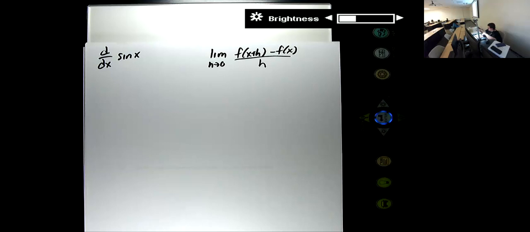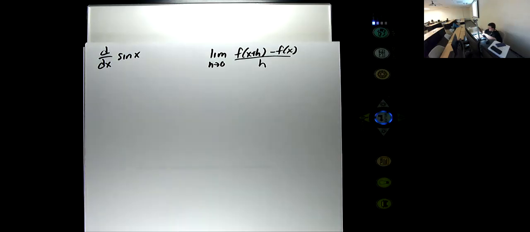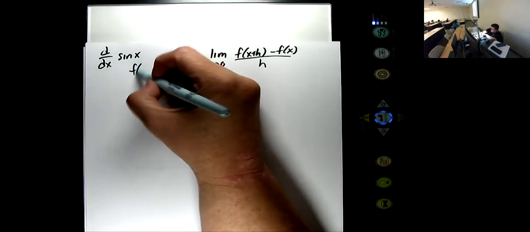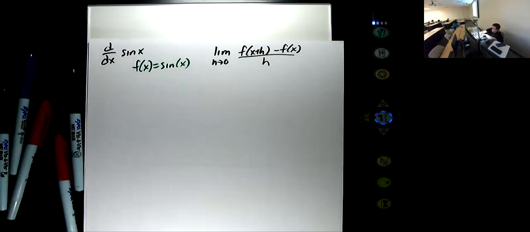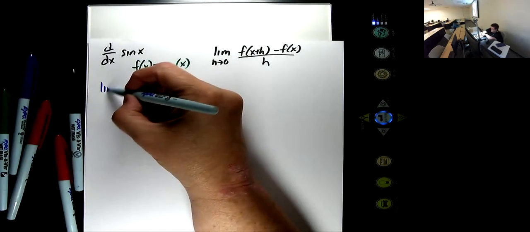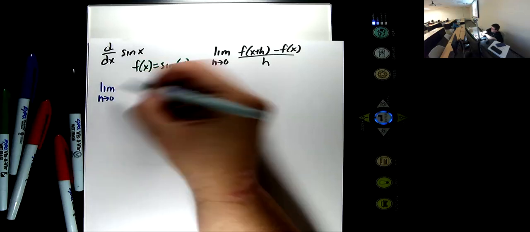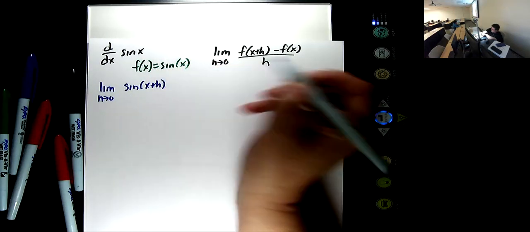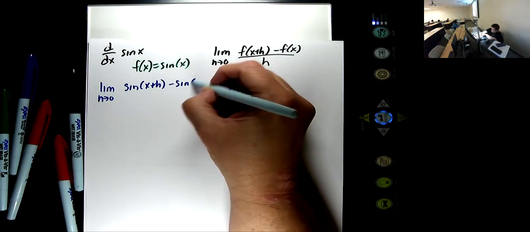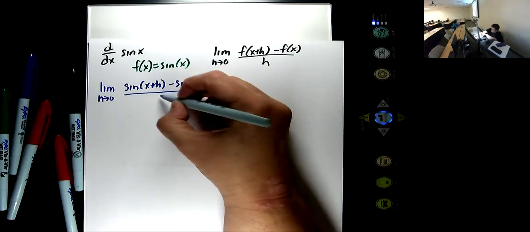All right, well, sine x is our f of x. So we're going to have the limit as h approaches 0 of sine of x plus h minus sine of x over h.